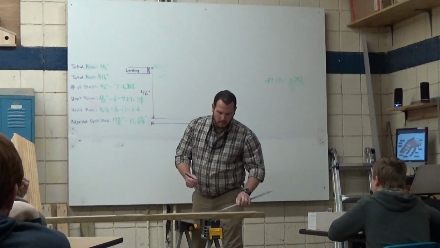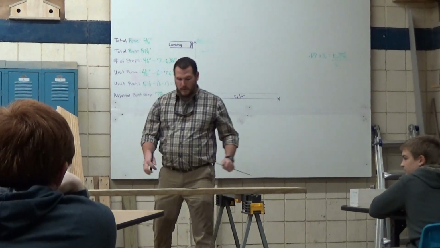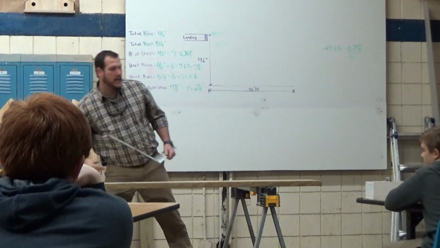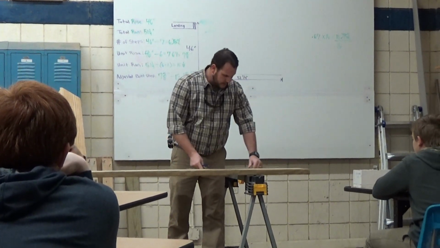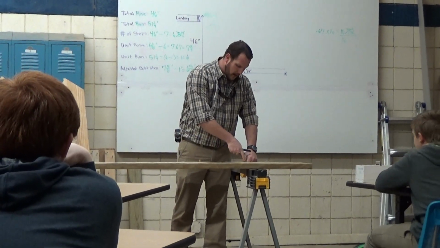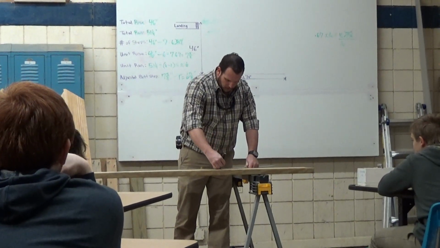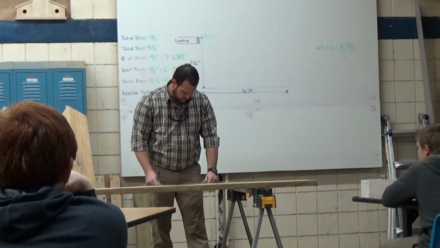How many times am I going to mark this out? 5. We got 6 steps, but why am I marking it out 5? Because I'm using the landing as my last step. So, I mark it out here, I slide it down until what? Until my stair gauge on my left gets even with where that line left off, and mark it out again. So I do this 5 times.